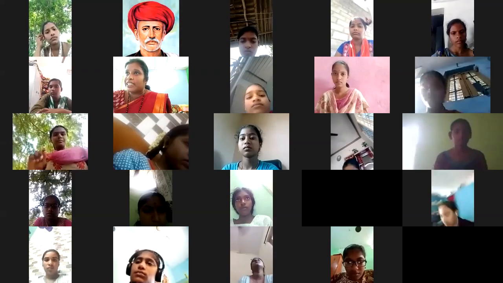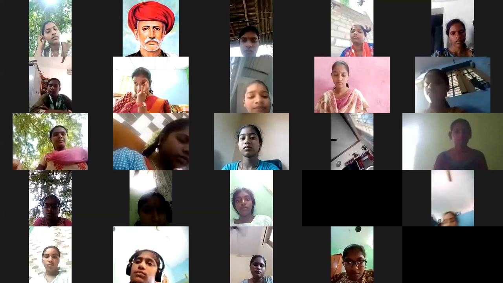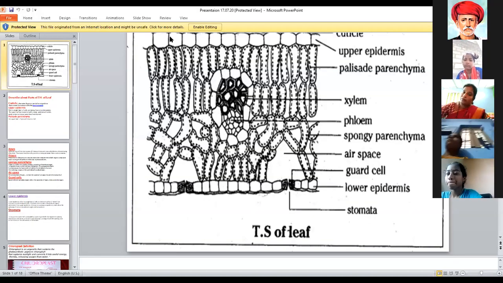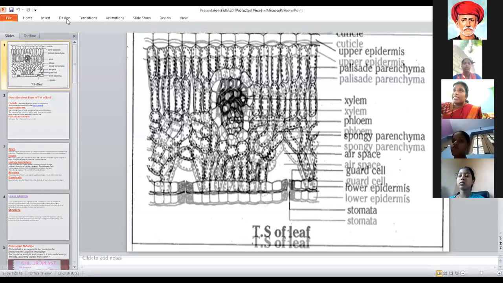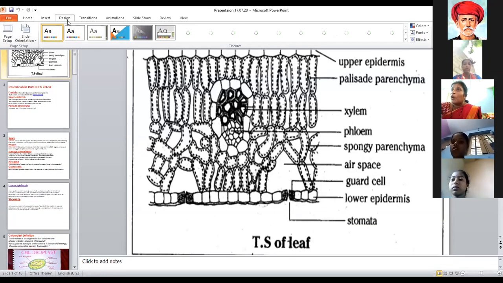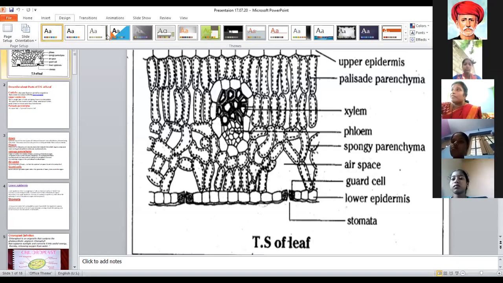We are going to the first slide, the first picture. See this diagram carefully. This diagram is TS of leaf. TS means transverse section of leaf, the cross cutting of the leaf. Already learnt in the 9th class. What is the TS of leaf? See this in the picture, the internal parts of the leaf. Different types of parts are there.